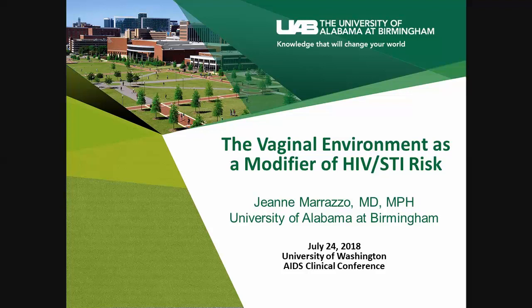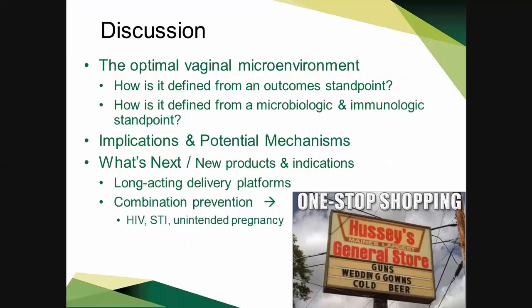I'm excited to talk to you about the vaginal environment as a modifier of HIV risk. Now, I'm going to talk about the optimal vaginal microenvironment, and you might note I'm going to try to avoid the word abnormal. Abnormal is a little bit challenging to define. What's abnormal? Are you abnormal because you have symptoms? Maybe. But what if those symptoms are a little bit difficult to call something abnormal when the prevalence is 60% in some sub-Saharan African settings?